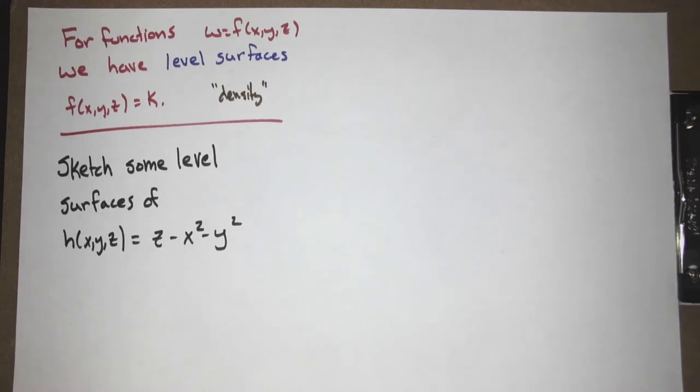Okay, some level surfaces of this function, z minus x squared minus y squared. Now it doesn't tell us which ones we should do, so we get to pick our values. When we're talking about level surfaces, we set the function equal to a constant. So we get to pick a constant. What constant do you want?